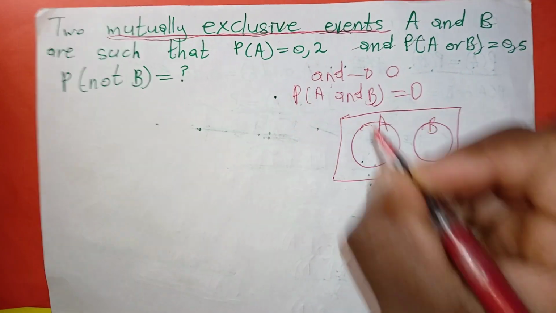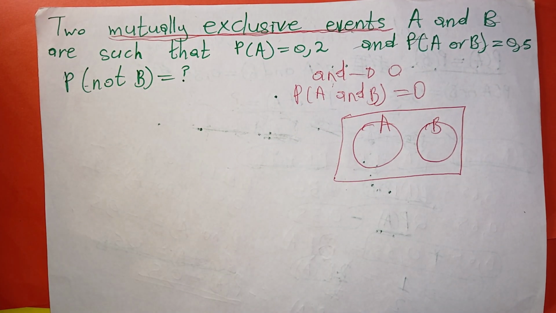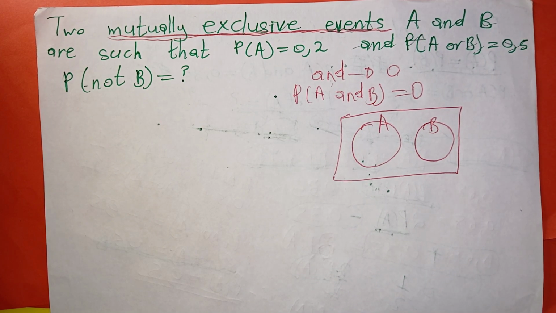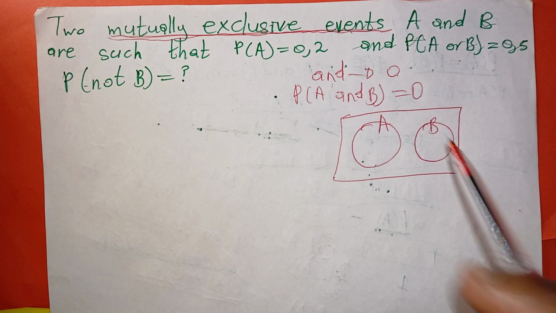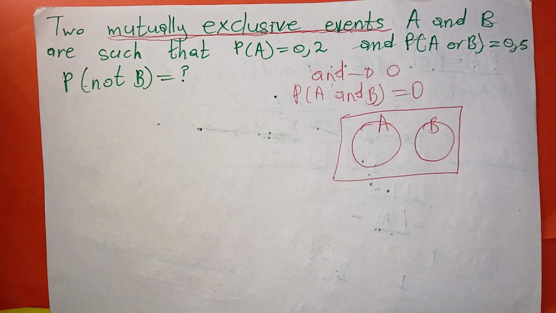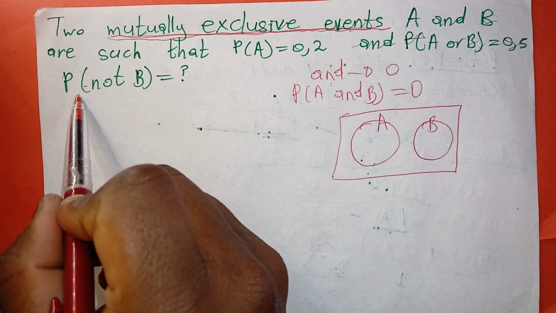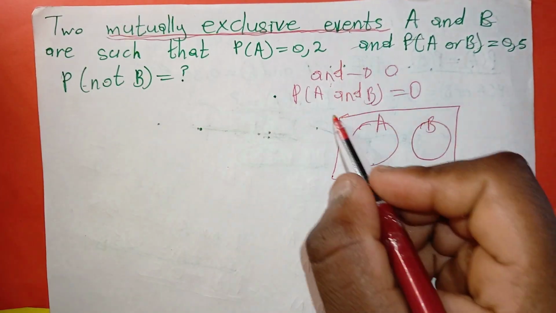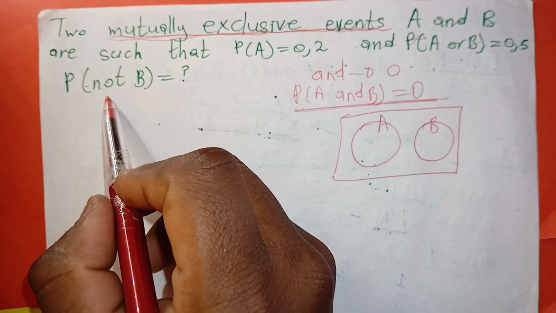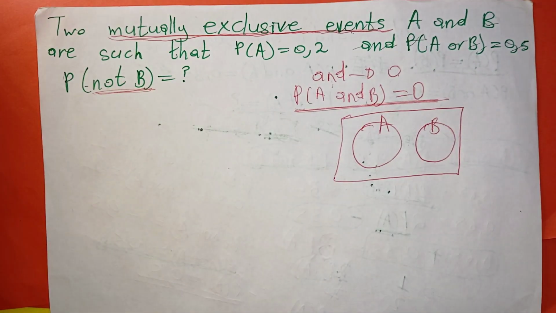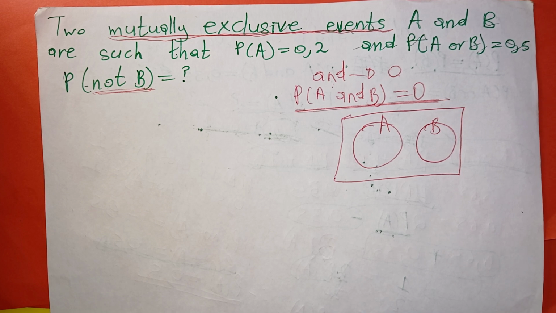It will be 0. So to describe mutually exclusive events, they are two events that cannot occur at the same time, meaning their intersection is 0 because they don't intersect, as well as the probability. Yeah, so guys, when they say mutually exclusive, we know our P(A and B) is 0, and what they want us to calculate is P(not B). And the moment you see not, just think about complementary events.